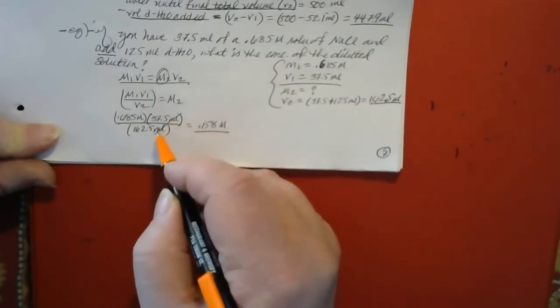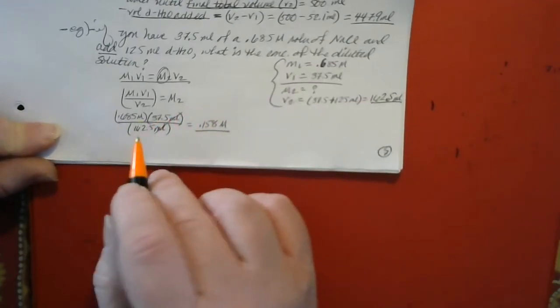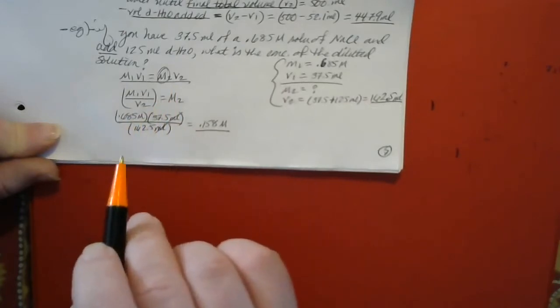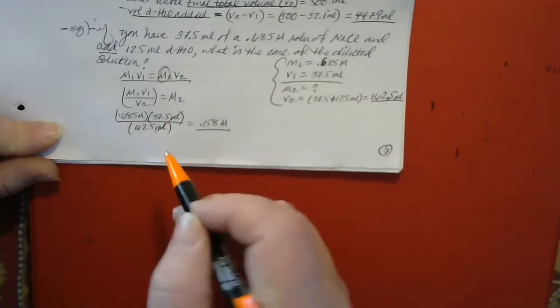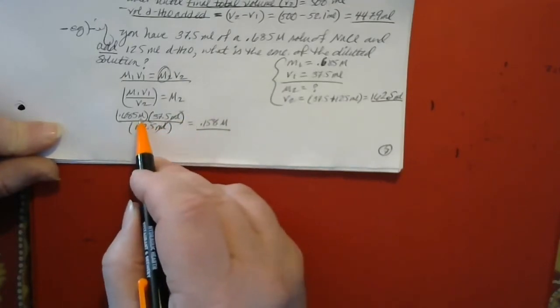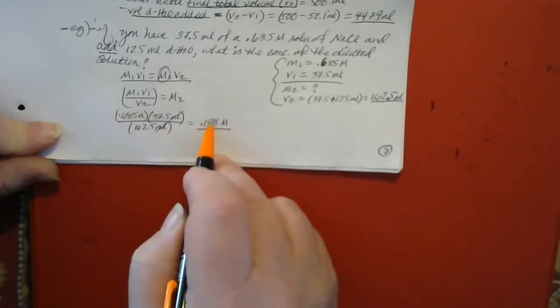Notice that the units for the volumes cancel. That's why you can use any units you want for volume, as long as you use the same units for V1 and V2. That way they'll cancel, and molarity is the unit that's left over. When you work all of this out, we end up with 0.158 molar.